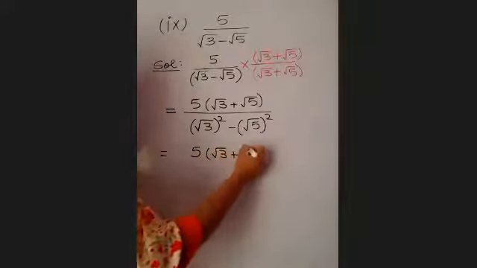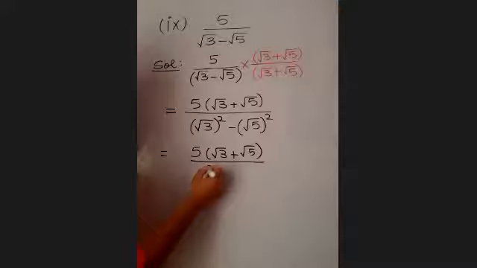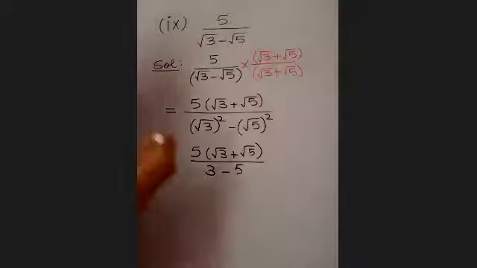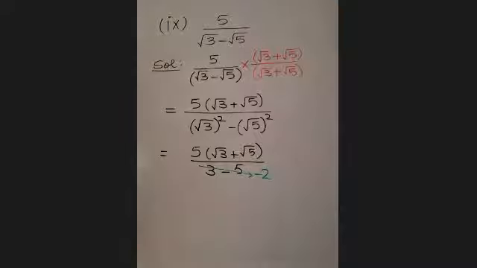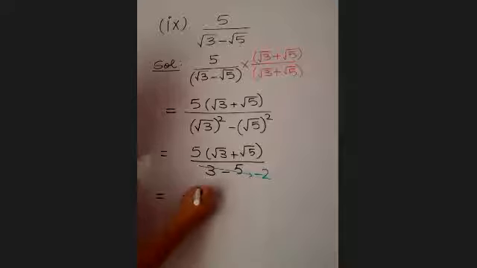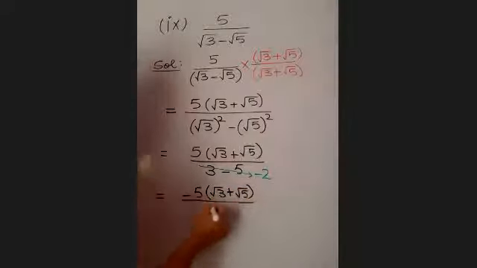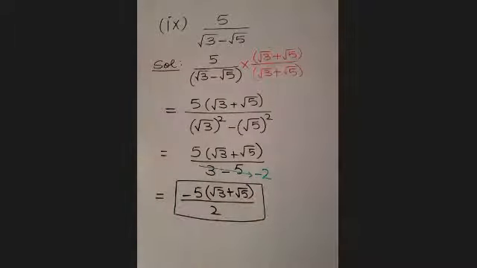Numerator as it is. Now what is root 3 square? 3. And 5 square? 5. So what is 3 minus 5 now? Minus 2. As we cannot leave the negative sign in the denominator, we will shift it upwards. So it will become minus 5 in the bracket root 3 plus root 5 divided by 2. Okay, that's it.